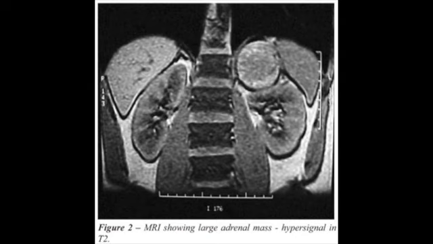90% of pheochromocytomas are benign, and also the rule of tens. 10% are malignant, 10% are bilateral, 10% are seen in children, and 10% are extra-adrenal, also known as paraganglioma.